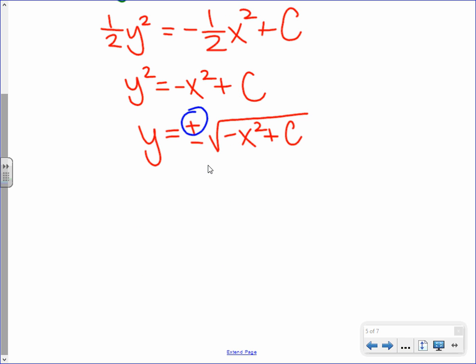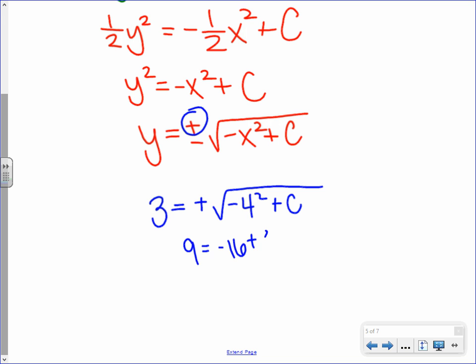So we're going to say, all right, y is 3, x is 4, in order to solve for c, we would need to square both sides. So c is 25.